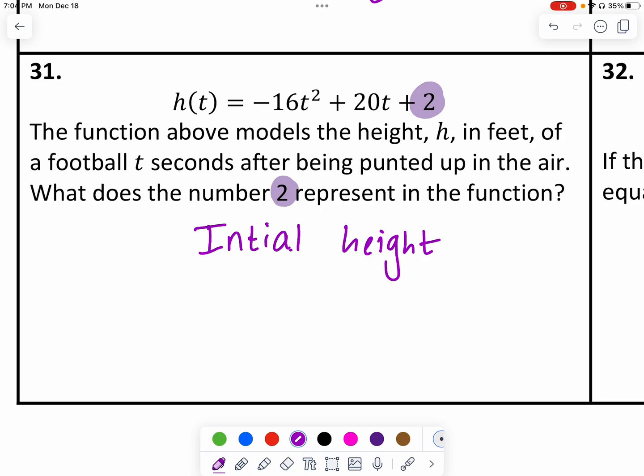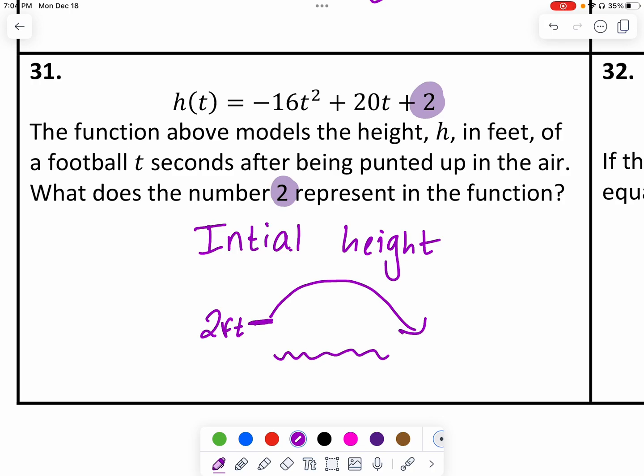So, let's say here's where we punted the ball. Here's the ground. There's our football. So this was our 2. We were 2 feet off the ground when we punted the ball. Maybe we were on like a platform or something. Okay, so that's what that means.